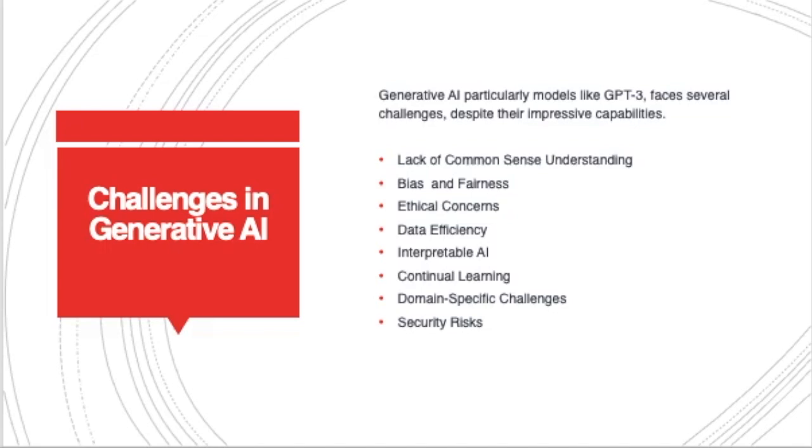Bias and fairness. Generative models can inadvertently spread biases present in the training data. If the training data contains biases, the generated content may reflect and even amplify those biases. So ensuring fairness and mitigating biases is an ongoing challenge in the development of generative models.